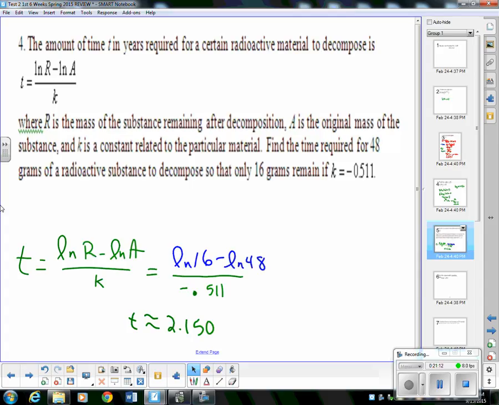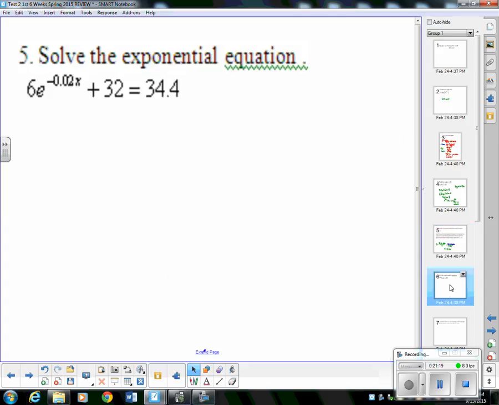And you could have probably put this one in the calculator, but I'm going to leave this one alone on this. Then we'll look at this one.